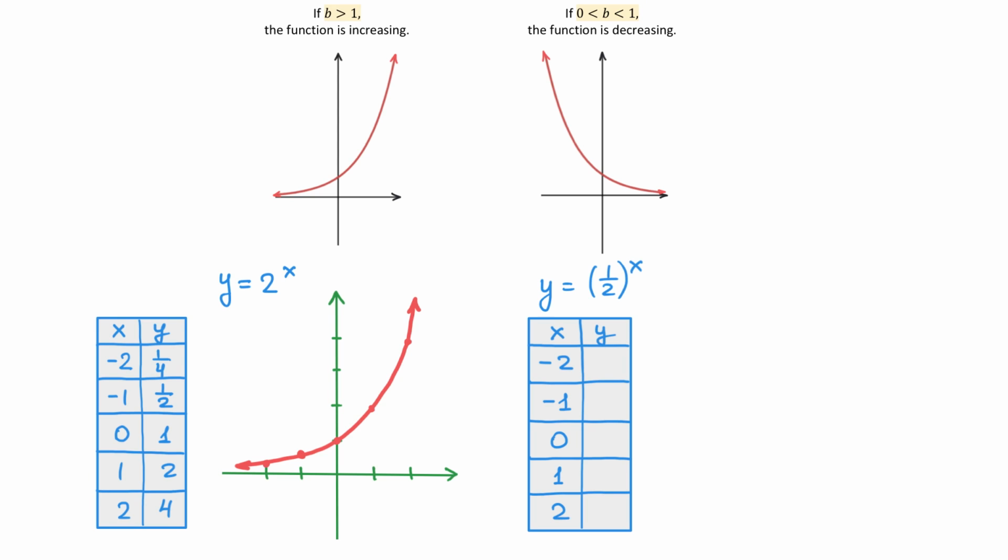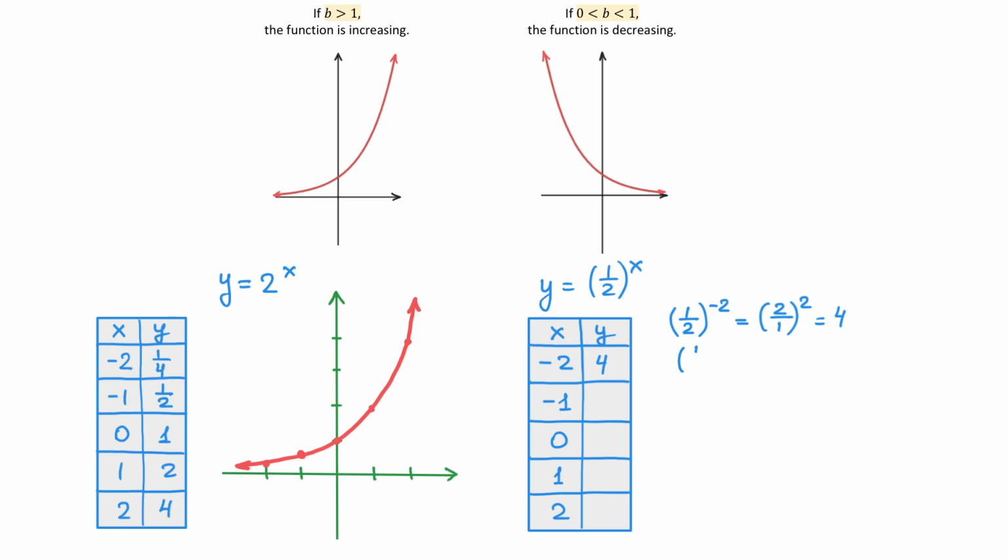Then when x is negative 2, we will have 1/2 raised to the power of negative 2. If we have a fraction that is raised to a negative exponent, and we flip this fraction, the exponent will become positive. So if we write 2 over 1, then the exponent will become positive 2. Then 2 squared equals 4.